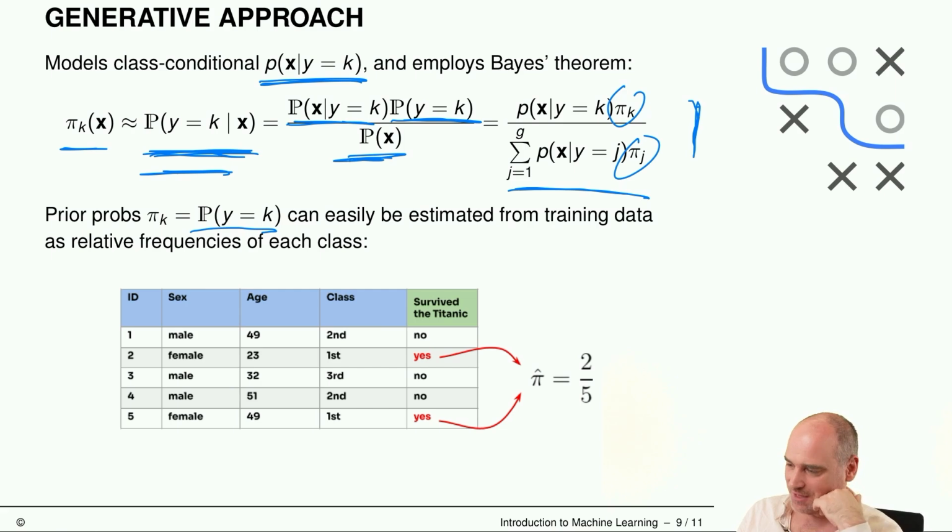And here, for that data set with n equals 5, there would only be 2 positive cases, where 2 persons have survived. So the estimate pi hat, the proportion of positive cases in the whole distribution, would be 2 divided by 5, so 40% in that case.